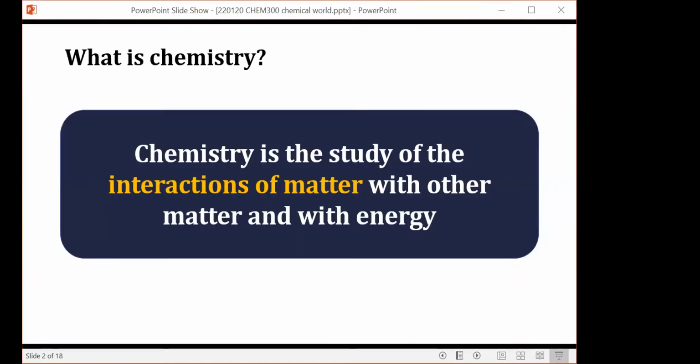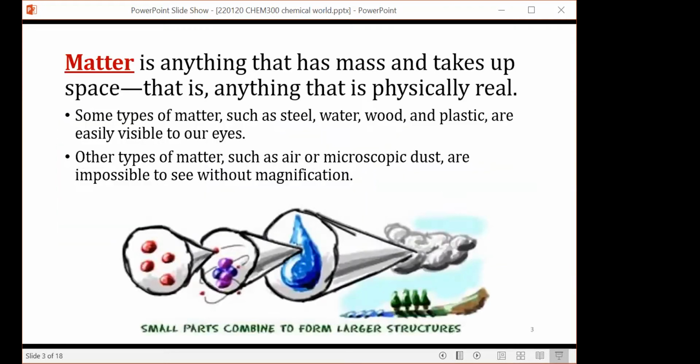So chemistry is the study of the interactions of matter with other matter and with energy. So you might be saying, okay, so chemistry is the study of the interactions of matter with other pieces of matter and with energy. Well, what is matter? It seems like that's like the heart of chemistry. Well, matter is anything that has mass and takes up space. So it's basically anything that's physically real, anything that has mass and occupies some space.